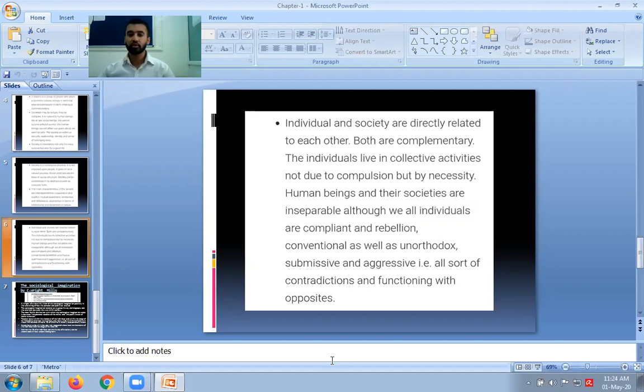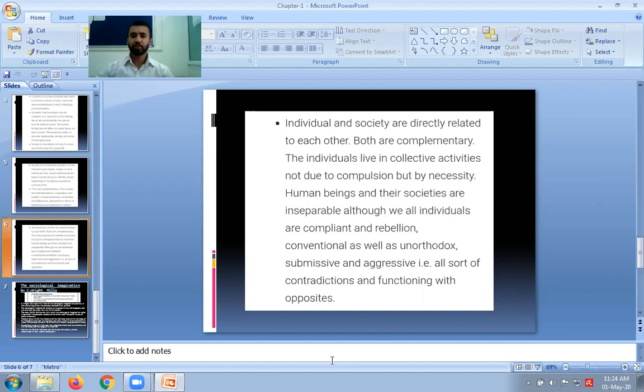And it's not that we have to be compliant, or we have to have certain complications, right? Or we have to have certain compulsions that really need to be there. It's not something like that. Human beings and their societies are inseparable. Although we human beings have certain complaints and rebellions, conventional as well as unorthodox, right? And submissive and aggressive, that is a sort of contradiction, functioning with opposites.